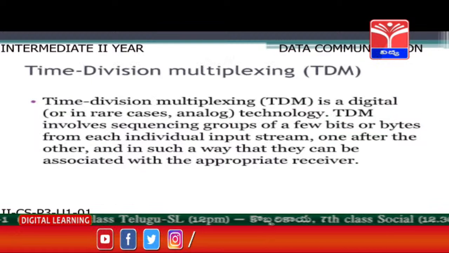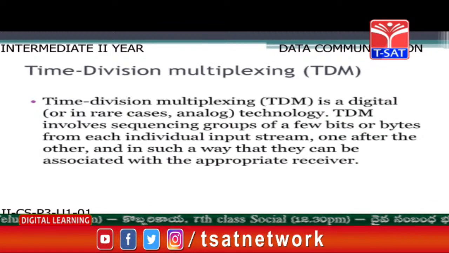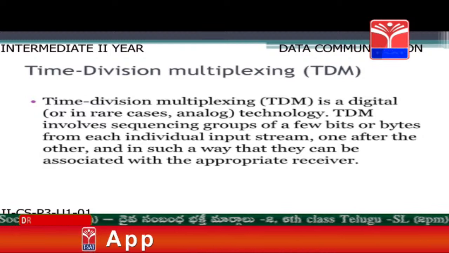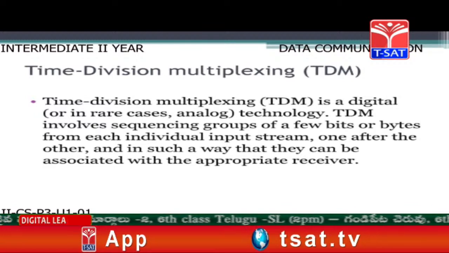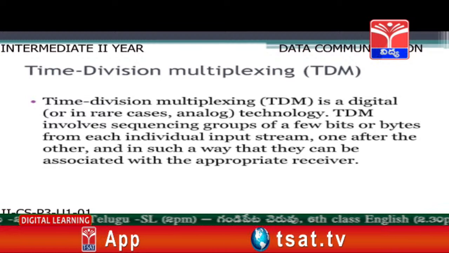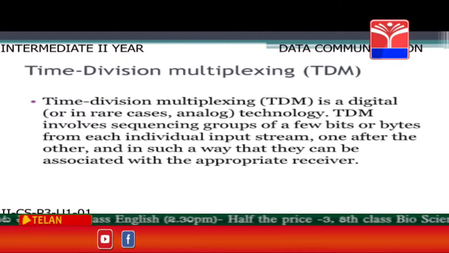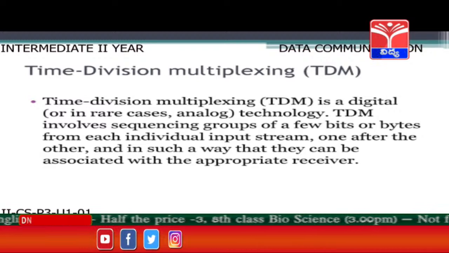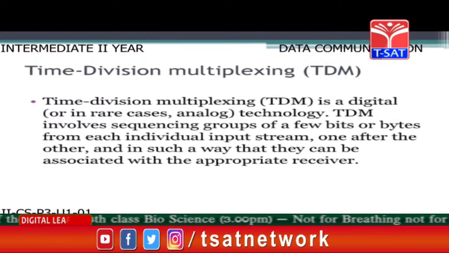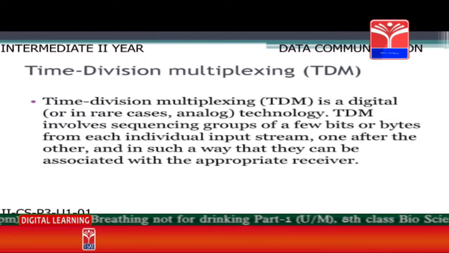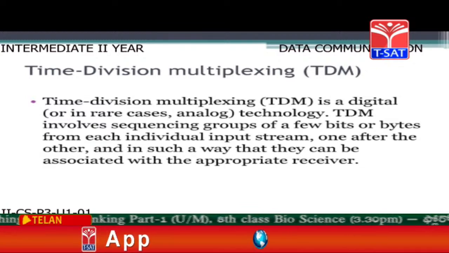Next, time division multiplexing. Time division multiplexing is a digital or in rare cases analog technology. TDM involves sequencing groups of a few bits or bytes from each individual input stream, one after the other, and in such a way that they can be associated with the appropriate receiver.